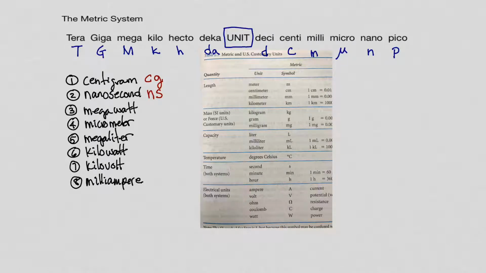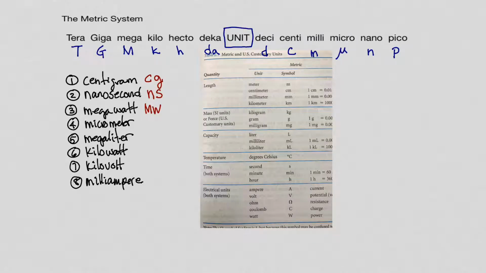Now what we want here is megawatt. Mega, that's a capital M. So we'll use the capital M here, and then a watt, that's an electrical unit, way down here at the end, that's a capital W. So we're going to have an MW, capital M, capital W.